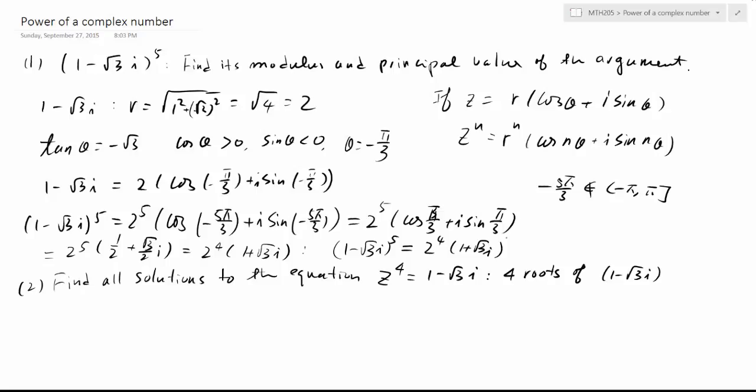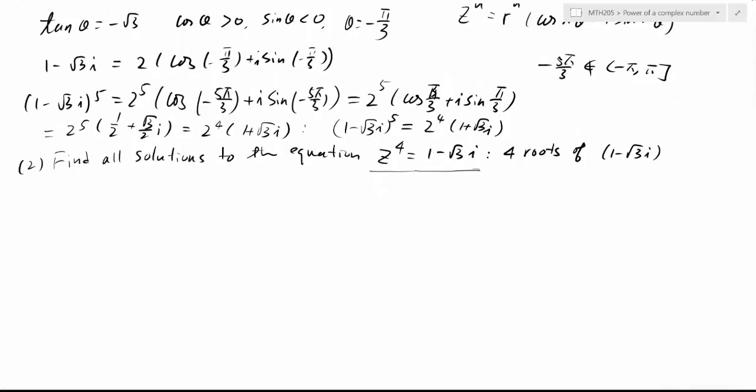Alright, now let's look at the second problem, finding all the roots of a complex number, solving equations of this type. We can consider this also as an application of the polar form of the complex number. So again, we start from 1 minus root 3i and rewrite this into the polar form. We already did this one, so we can just copy it down from over here. So it's 2 cosine negative pi over 3 plus i sine negative pi over 3. So that's the starting point.